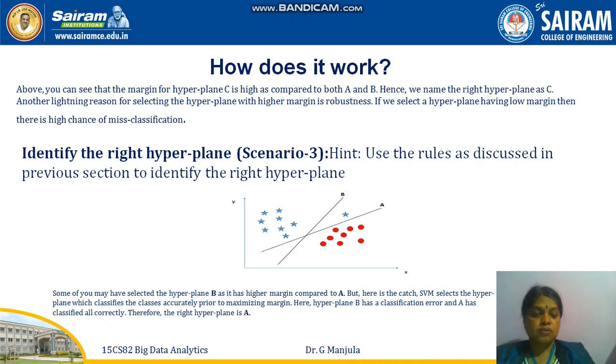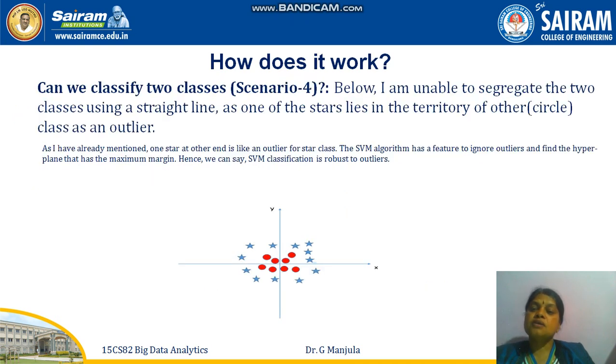Clear? About the scenario. Now, can we classify the two classes? This is scenario 4. Below, I am unable to segregate the two classes using a straight line, as one of the stars lies in the territory of the others, that is, among the circles. Now this is not just an XY graph, it is a complete four-quadrant graph where you can see circles are near the origin and stars are away from the origin.